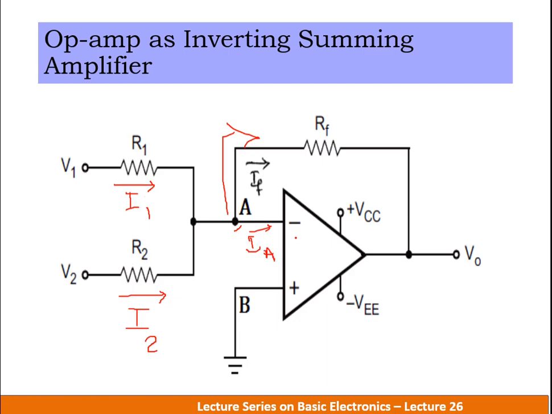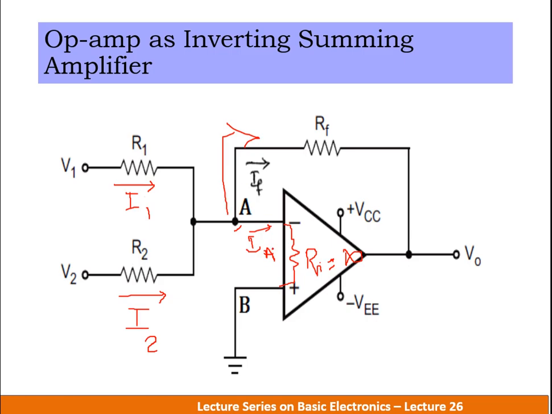Now we know that for simple calculation and easy analysis, we are going to make use of the virtual ground concept. Virtual ground says that the resistance connected between these two points, that is Ri, is considered to be infinite. Whenever the resistance connected between these two terminals is infinite, there is more resistance for the flow of current. Hence current cannot flow into an op amp, that is, into the inverting terminal of the op amp. Therefore IA becomes equal to 0.